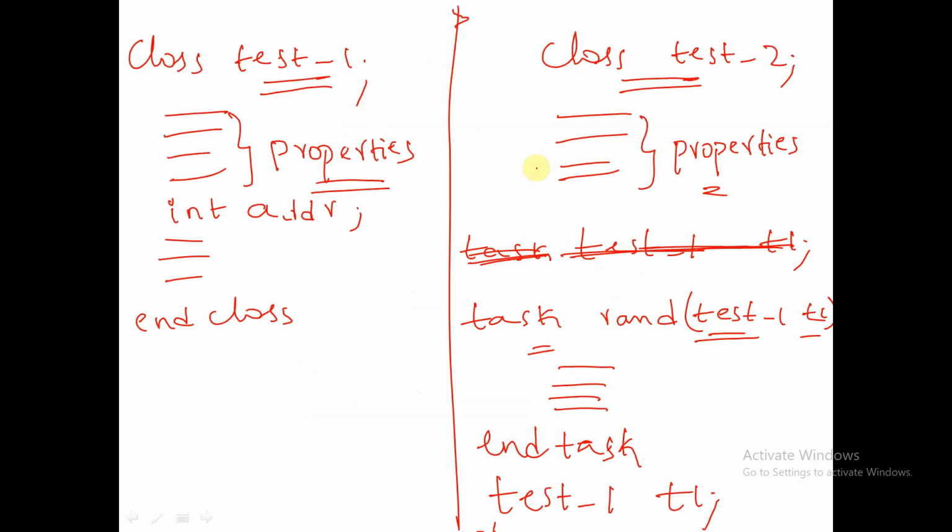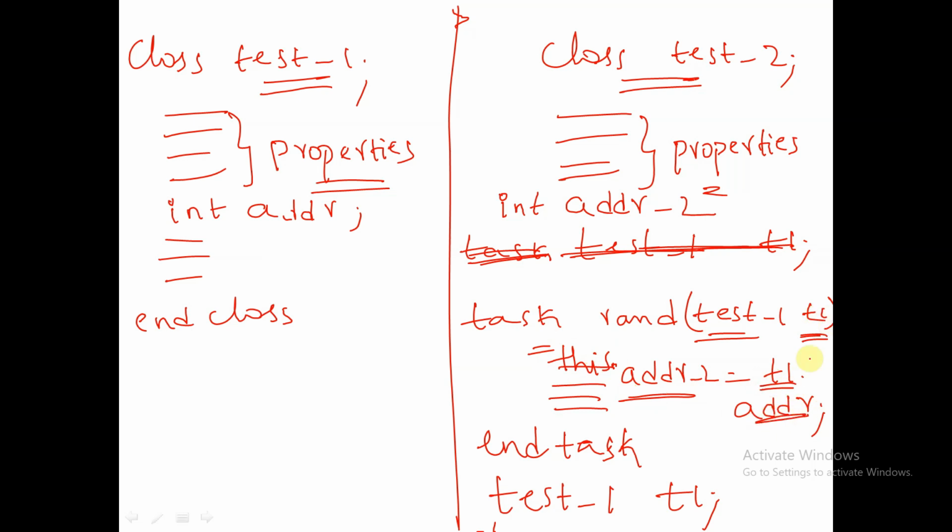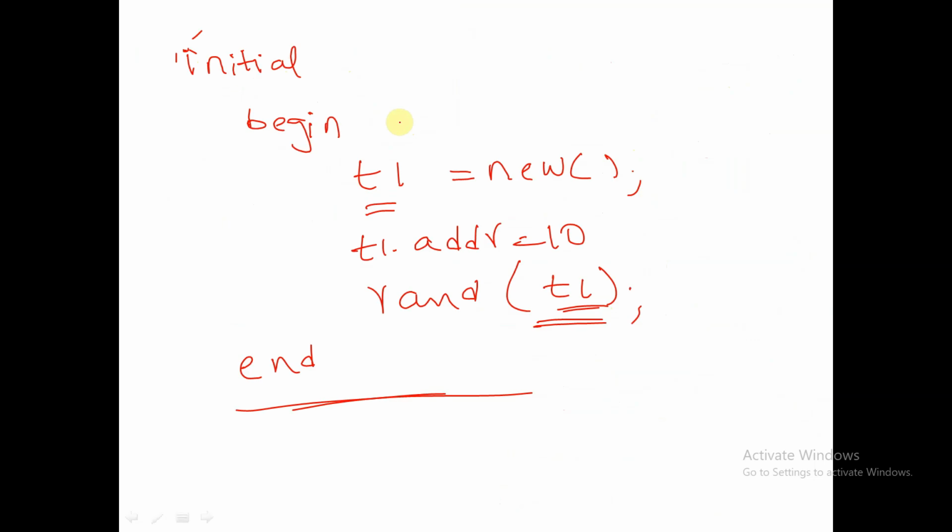If we want to discuss this more clearly, here we can declare another argument as int addr_2, and in the task we can write addr_2 is equal to t1.addr. Here, this.addr_2 is equal to t1.addr. So t1.addr is the property we are referring to in class test_1, and this.addr_2 is the property present in class test_2. So we are passing the object. In the initial begin block, we are calling the task rand and passing the object t1.